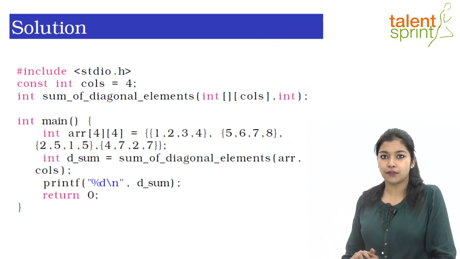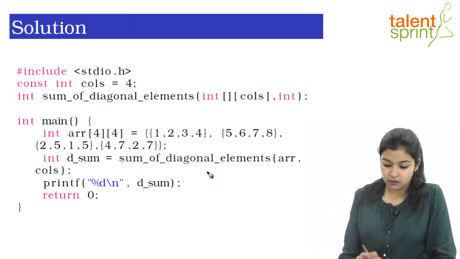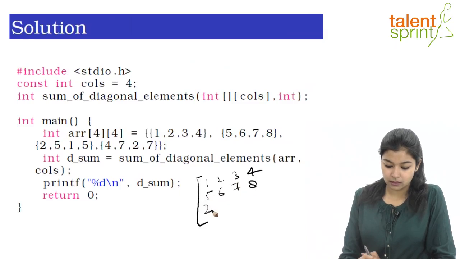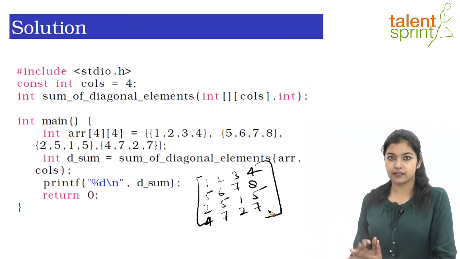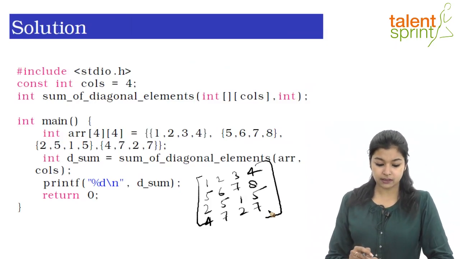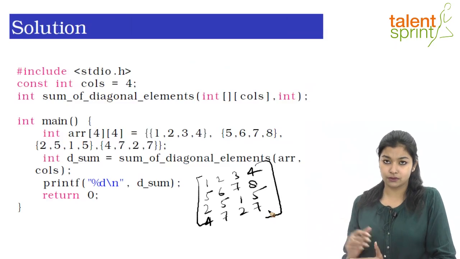Now here we have shown the function call in main. We have created a 4x4 array and we have assigned the elements to it. Let me simply put those elements in order for you to figure out easily: 5, 6, 7, 8, 2, 5, 1, 5 and 4, 7, 2, 7. So this is our matrix at hand. We are passing this matrix along with the number of rows to our function.